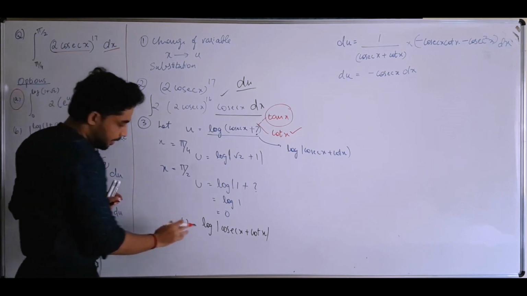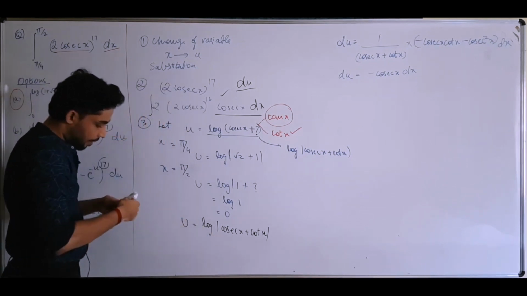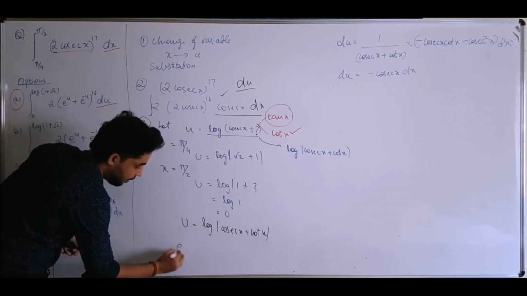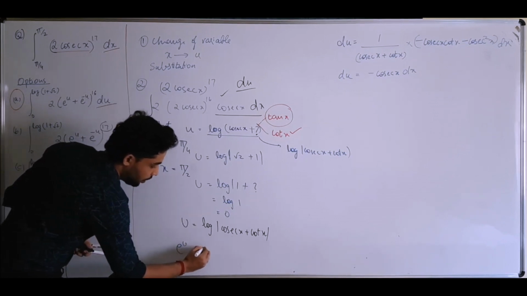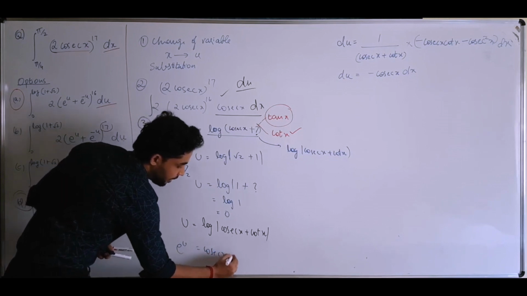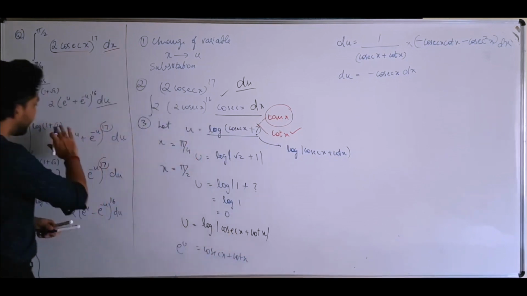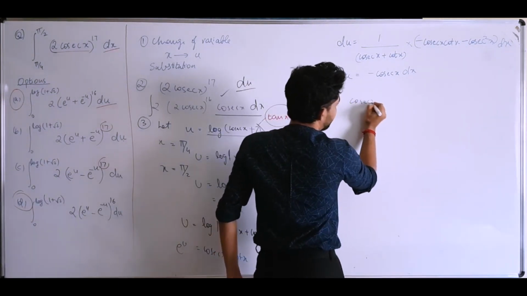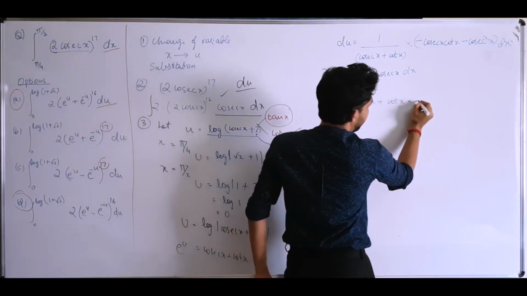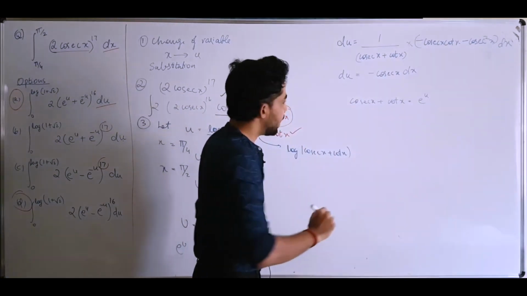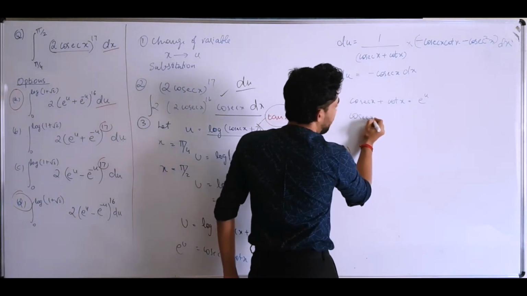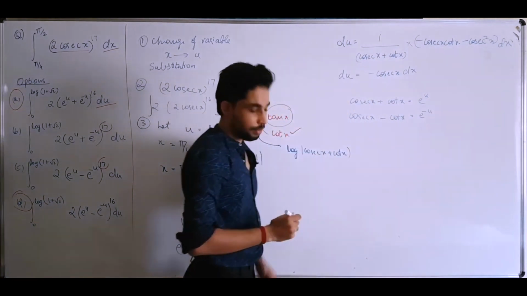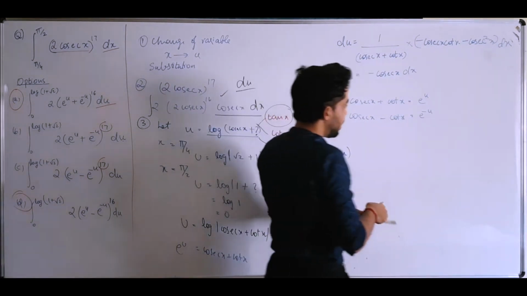So that means this expression, they have taken this log to this side and they have written it as e raised to u is equal to cosec x plus cot x. So I'm getting something like e raised to u here. Okay, so we know cosec x plus cot x is e raised to u. Can I tell cosec x minus cot x would be e raised to minus u? If you are not sure, I'll just tell you why.